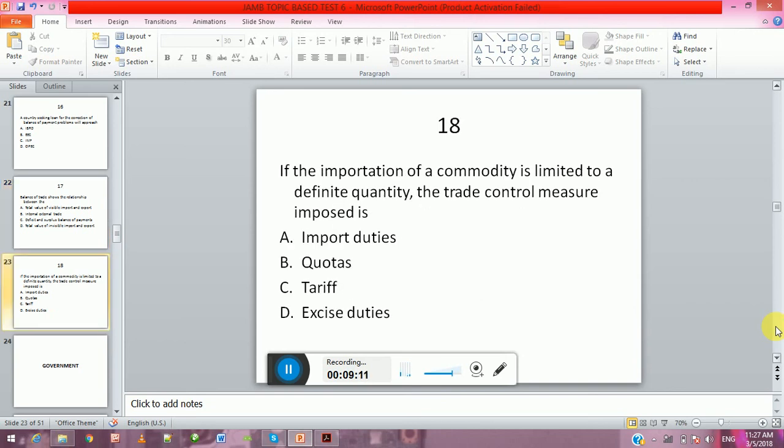import and export. If the importation of a commodity is limited to a definite quantity, the trade control measure imposed is A. Import duties, B. Quotas, C. Tariff, D. Excise duties.